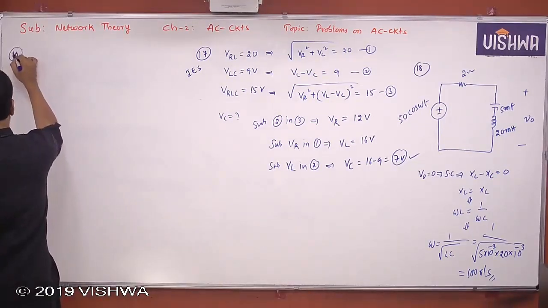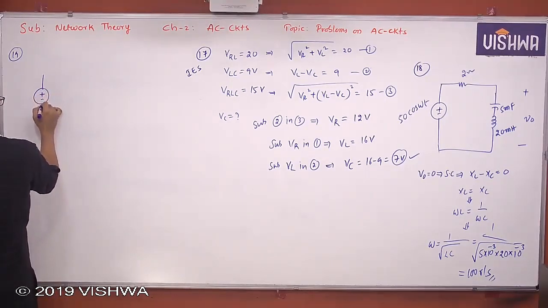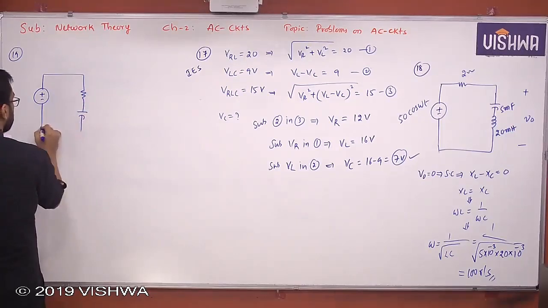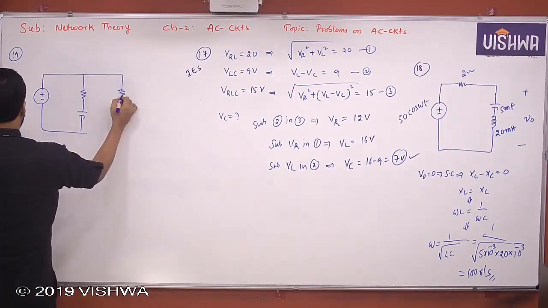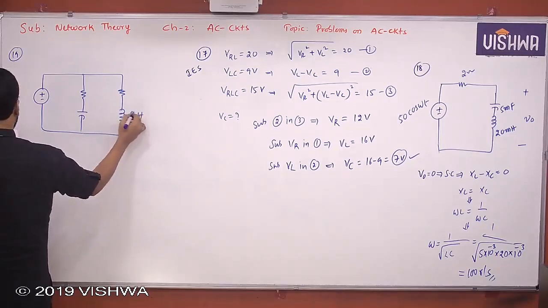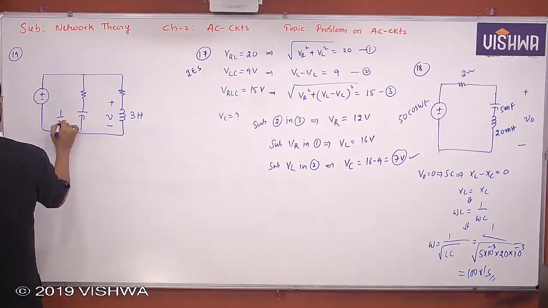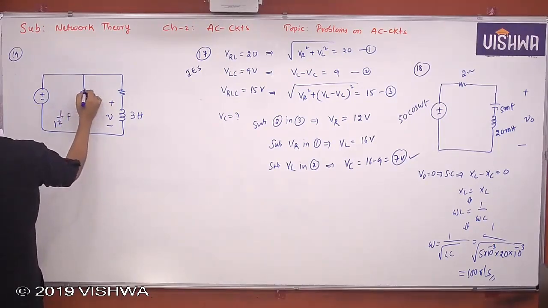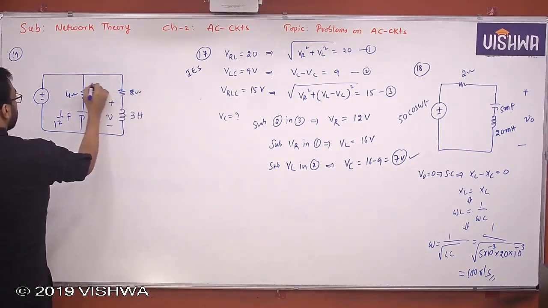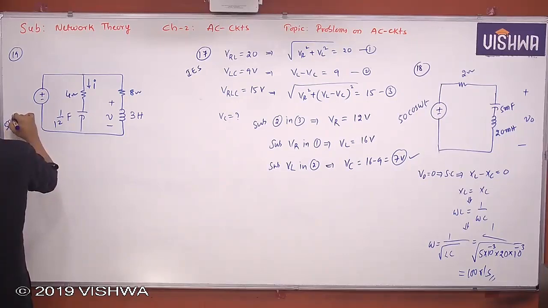19th question I'm just noting down. You complete that. Meanwhile, I just note down the circuit here. RC series circuit, RL series circuit, 3 henry, 1 by 12 farad. This is 4 ohm and this is 8 ohm, and here it is given I, and this one is given as 50 cos 4t.